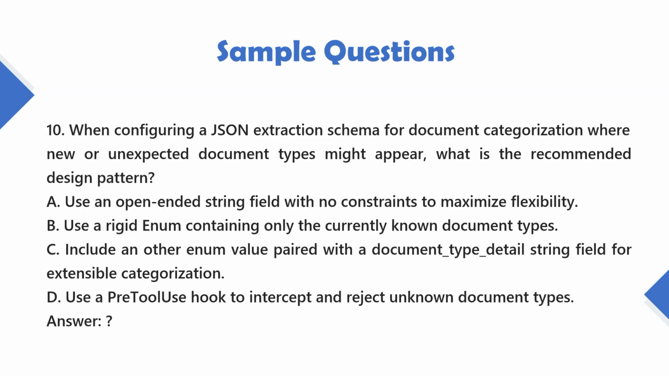10. When configuring a JSON extraction schema for document categorization where new or unexpected document types might appear, what is the recommended design pattern? A.